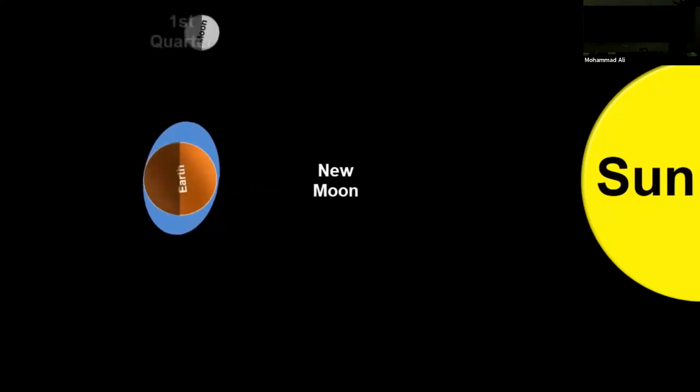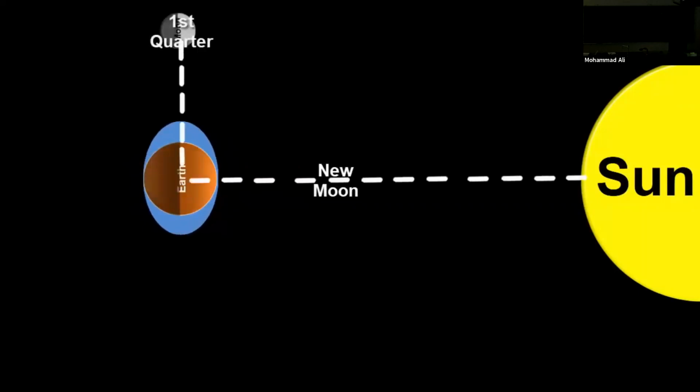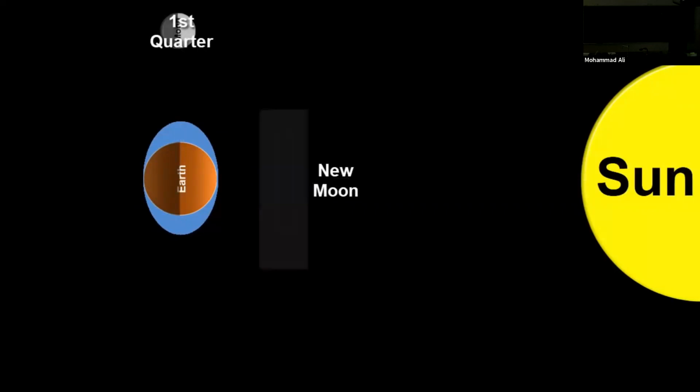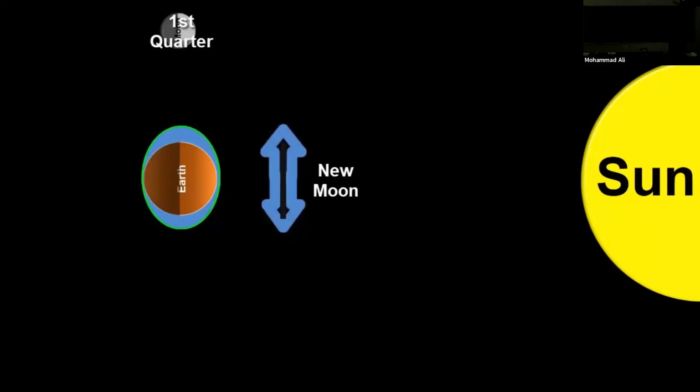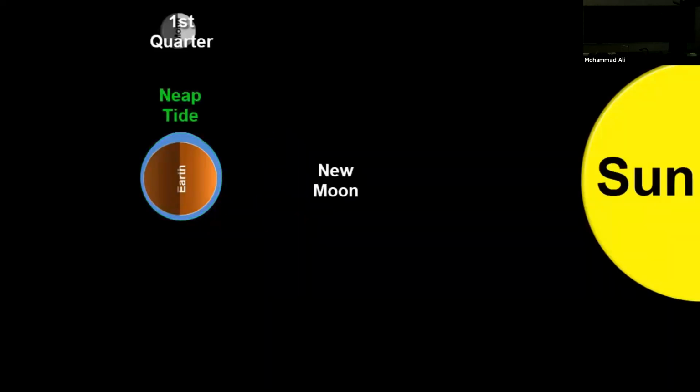But when the moon goes into the first quarter, the gravities pull in different directions, and the sun actually takes away from the moon's tidal effect. The high tides are not so high and the low tides are not so low. This more moderate tide is called a neap tide.